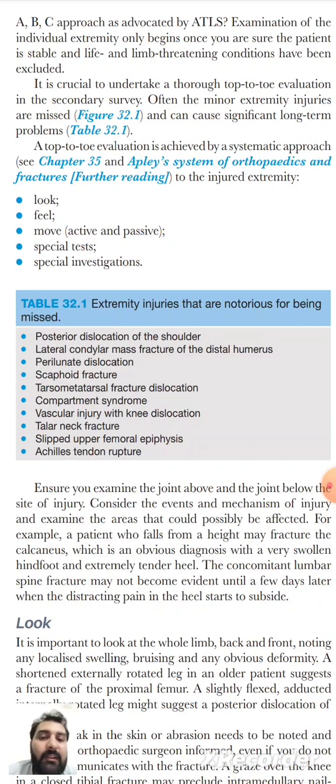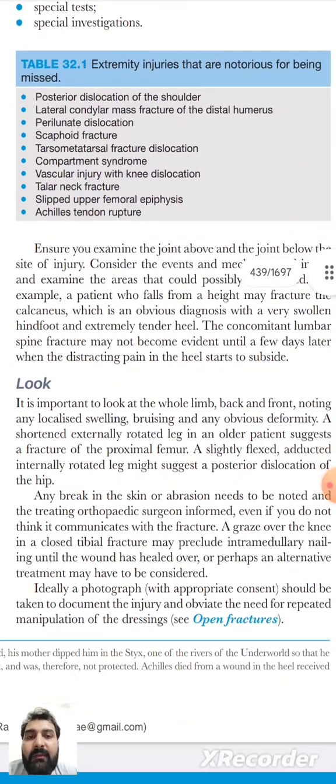Vascular injury with knee dislocation. A knee dislocation, especially the posterior dislocation of the knee, can damage the popliteal artery. In 30% of cases, knee dislocation is associated with arterial damage, popliteal artery damage. Talar neck fracture is also a missed injury. Slipped upper femoral epiphysis in kids is another missed injury. Achilles tendon rupture. So, look for them.